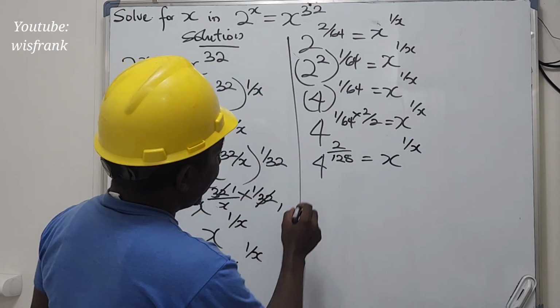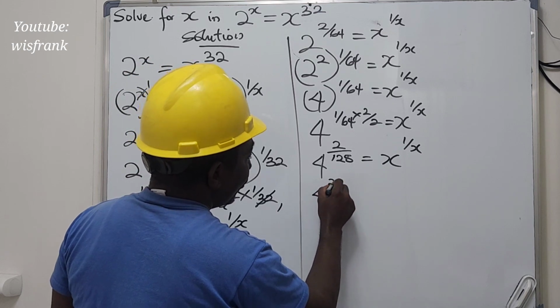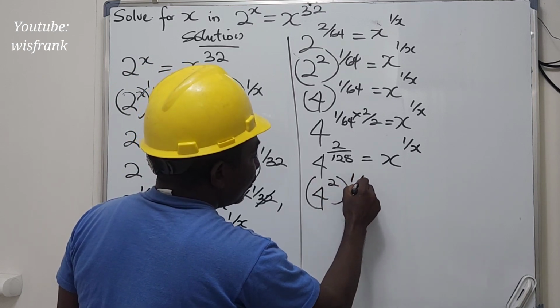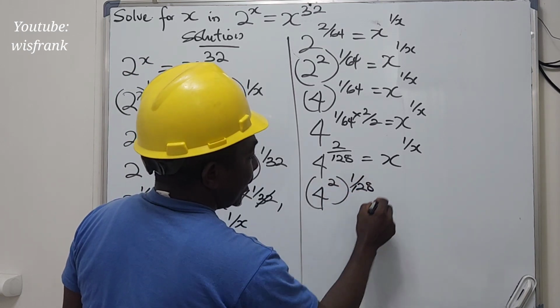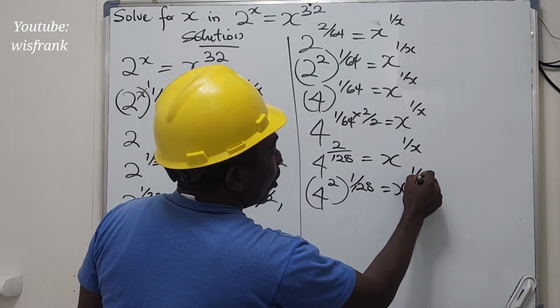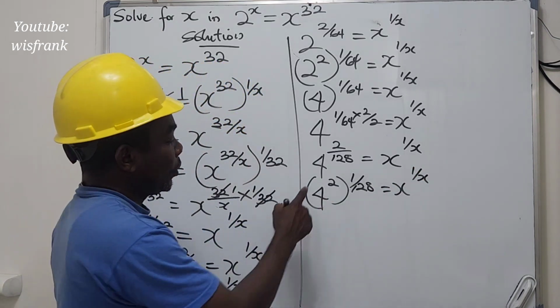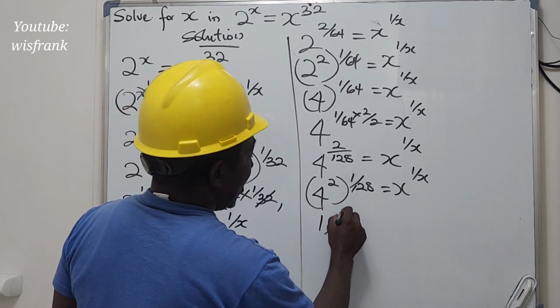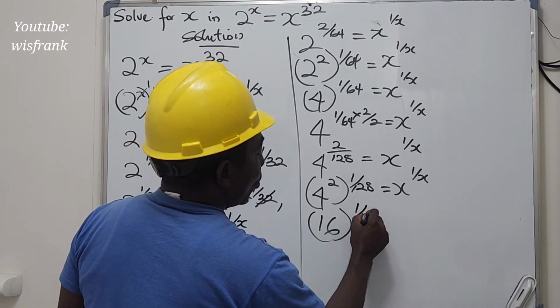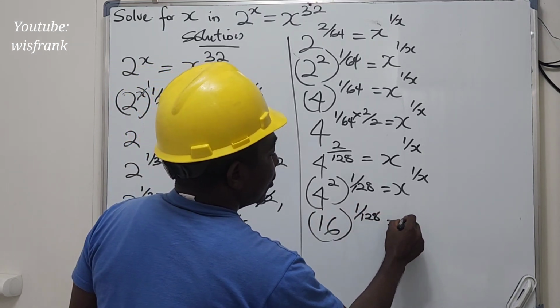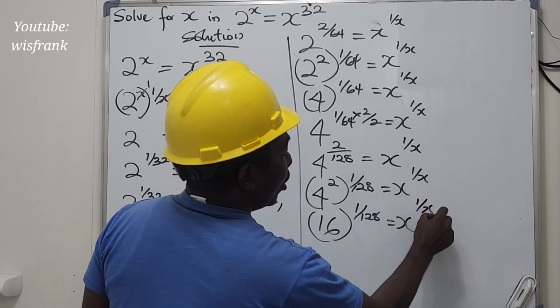So here we can write this as 4 to the power of 2, all to the power of 1 all over 128, equals x to the power of 1 all over x. 4 to the power of 2 is 16. So this can be written as 16 all to the power of 1 all over 128 equals x to the power of 1 all over x.